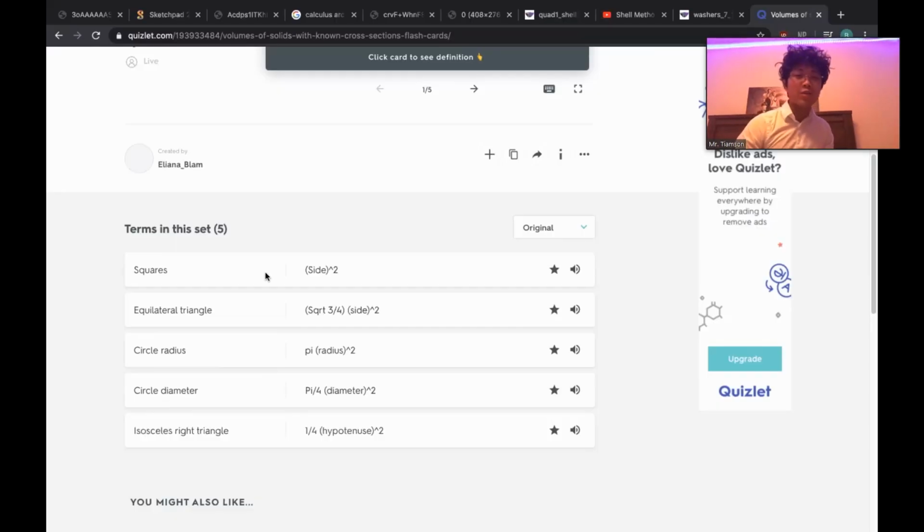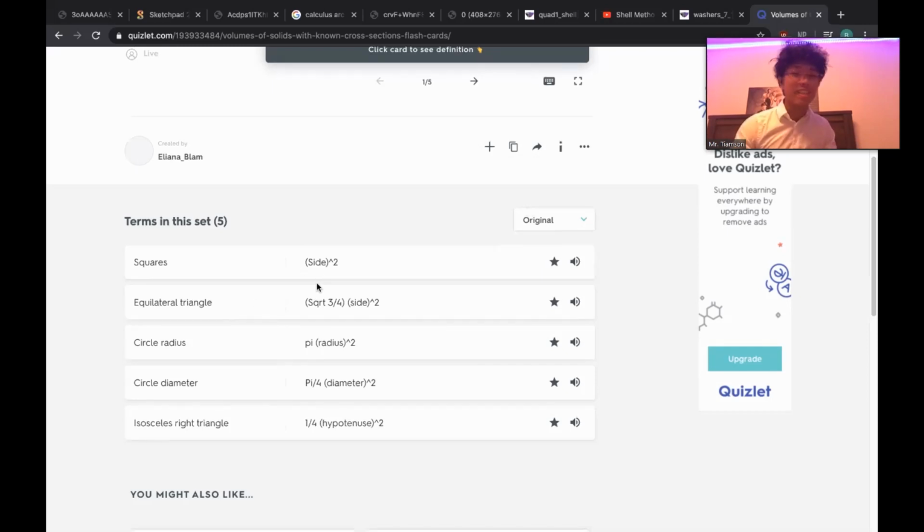Okay, class, that was our review. Thank you for listening. Remember to review at home. I would look at this Quizlet for the constants that you need for known cross sections. Remember, constant S squared dx. And then to get the side length, it's just top minus bottom.